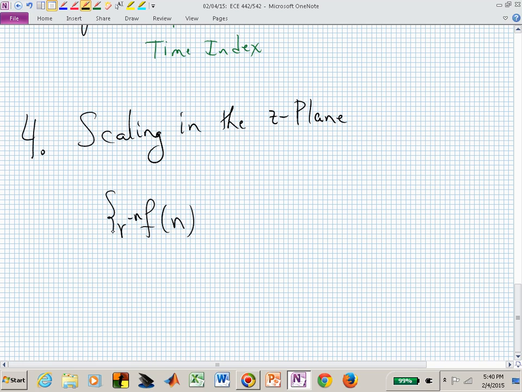And if you wanted the z transform of that, you could actually obtain that. If you already had the z transform of little f of n, you could write down the z transform of r to the minus n f of n by simply scaling all the z's in capital F of z by changing the z's to rz. And you would have the z transform of this modified time domain waveform.